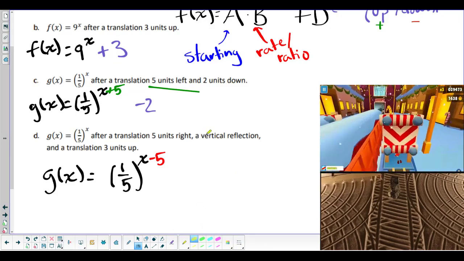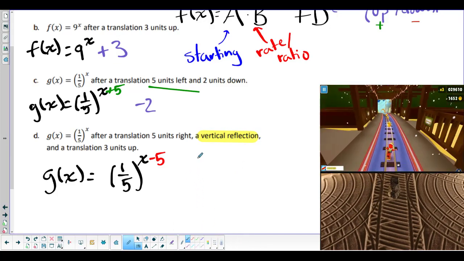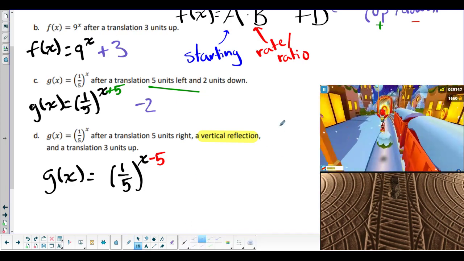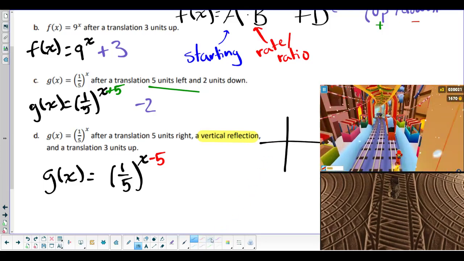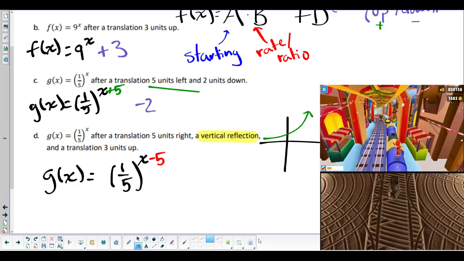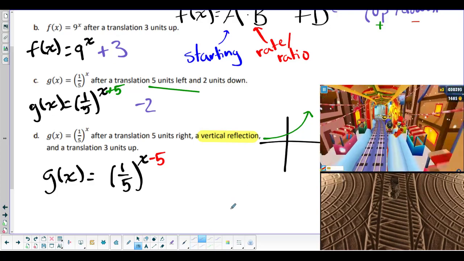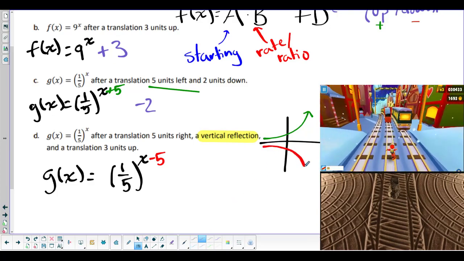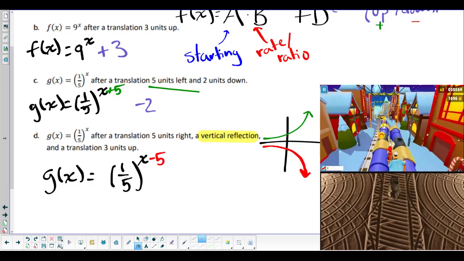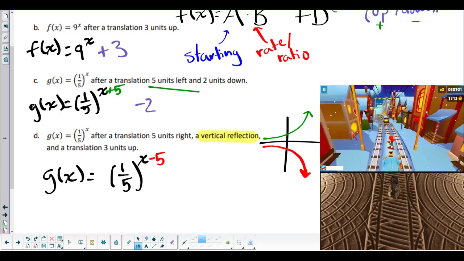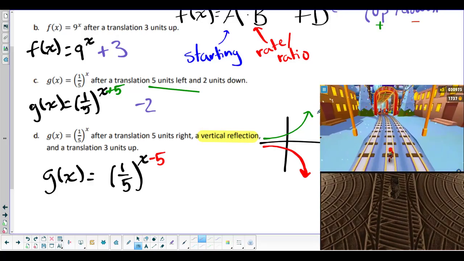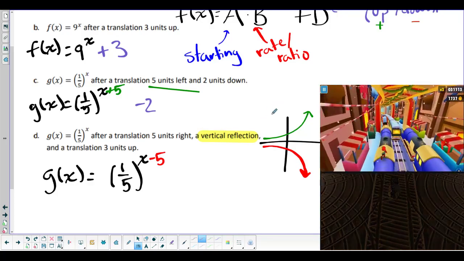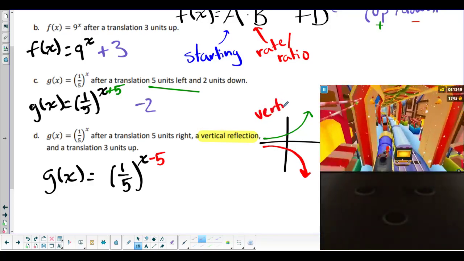Okay, vertical reflection. Well, what is a vertical reflection? Here's what it would look like, right? If you have some graph like this, a vertical reflection would take each point and put it in the same place, but upside down, right? It vertically takes the points and moves them reflected. So it reflects it upside down. So this is a vertical reflection.